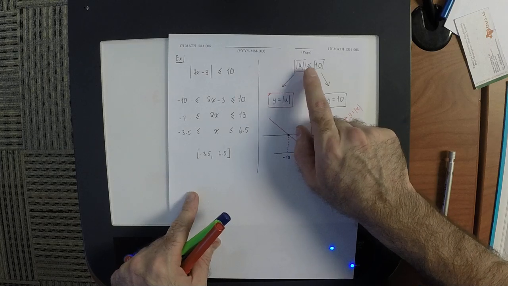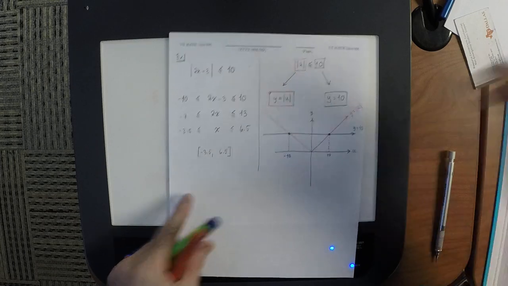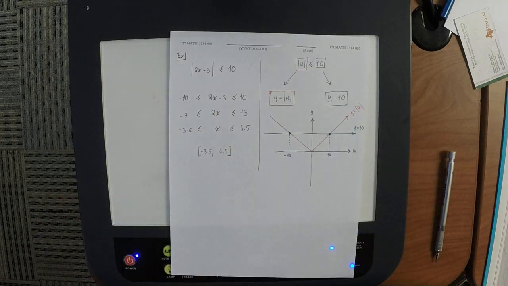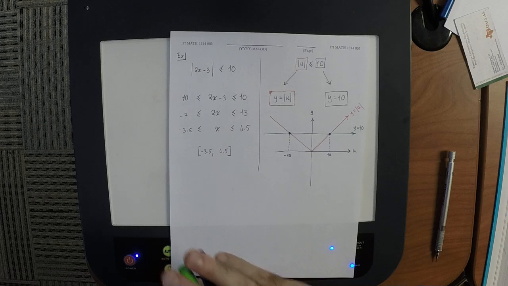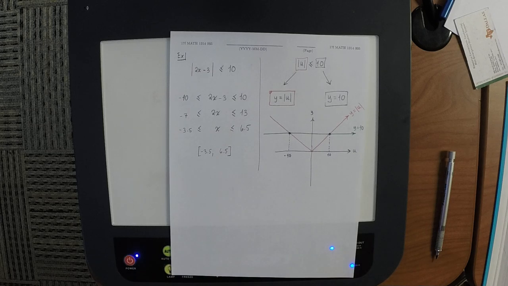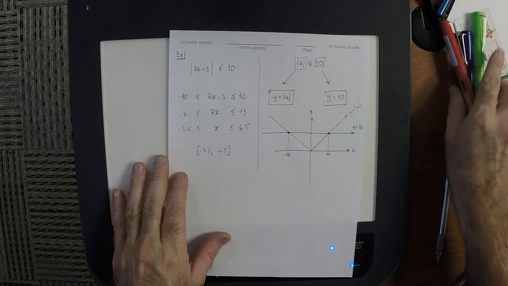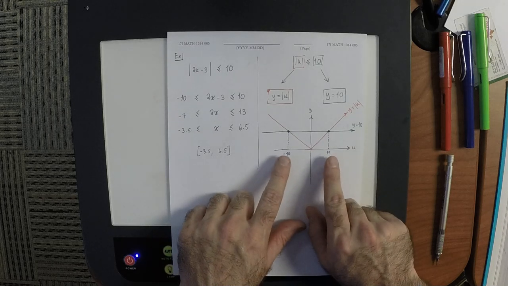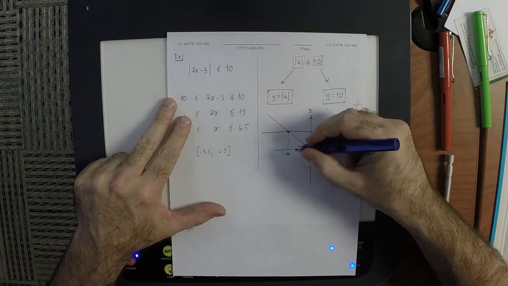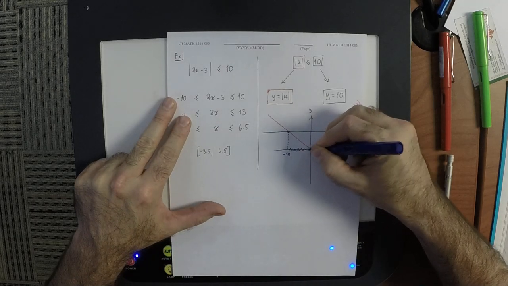Right. Red is at or below green. So, in this picture, is there anywhere that red is touching or below green? Can you see that red is below green between the tens? Everything between the tens. All of this.